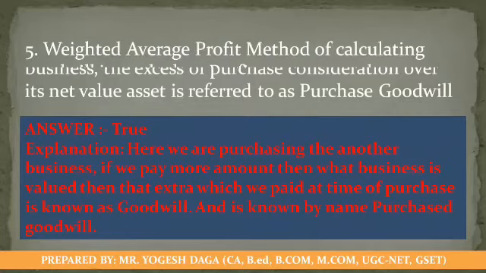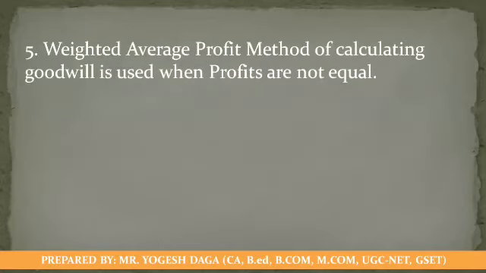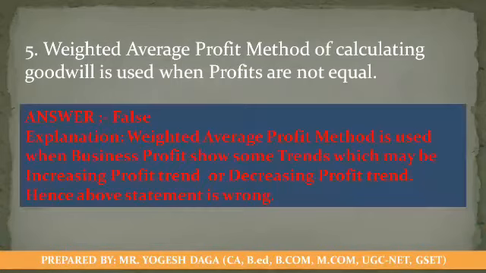Okay, so next question there on the screen, fifth question. Weighted average profit method of calculating goodwill is used when the profits are not equal. So students, is this statement true or false? You are required to guess it perfectly. I think you have made your answer, and the correct answer for this is a false statement.